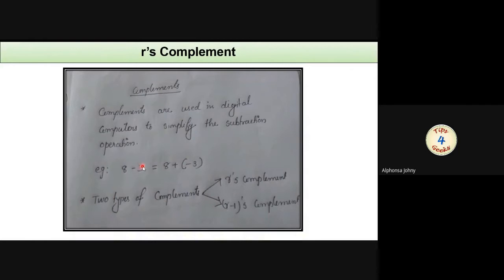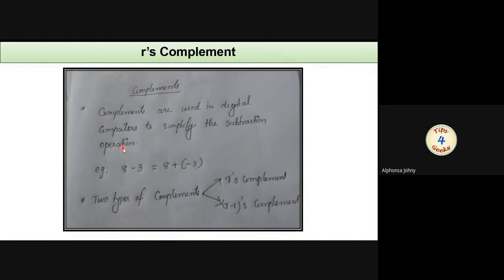Returning to our example, 8 minus 3 can be expressed as 8 plus minus 3. They will produce the same result. That is, we are expressing the subtraction operation in terms of addition operation. 8 minus 3 can be represented as 8 plus minus 3, where minus 3 is the complement of 3. So instead of performing the subtraction operation, we are adding the complement of the number to the first number to get the desired result. In such a way, we can make use of the circuit designed for addition operation to perform the difference or subtraction operation.